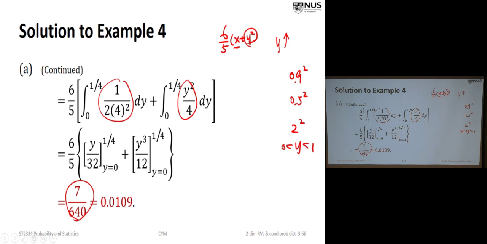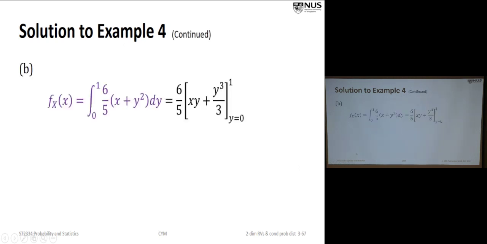So this probability we expect to be small. All right? So f of x, we just try to integrate out y. So we integrate from 0 to 1. And then the answer is 6/5 x plus 2/5. Is it true for all x? Is this probability density true for all x? And the answer is no.